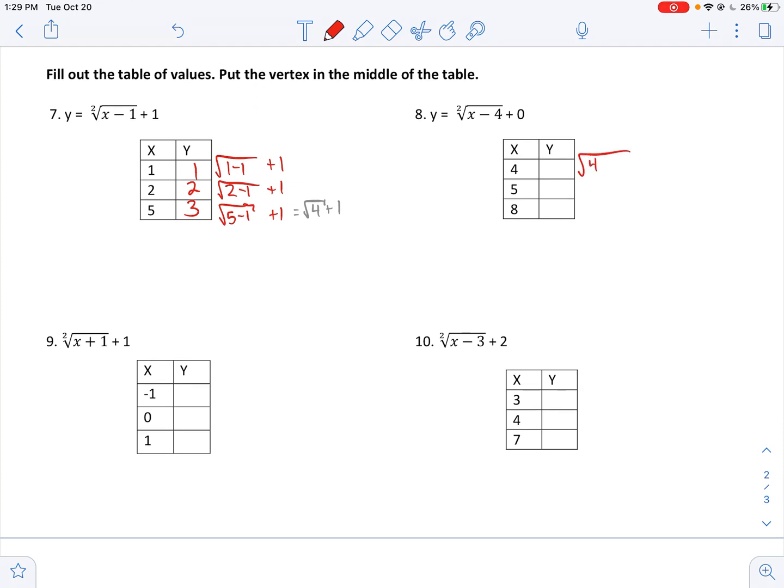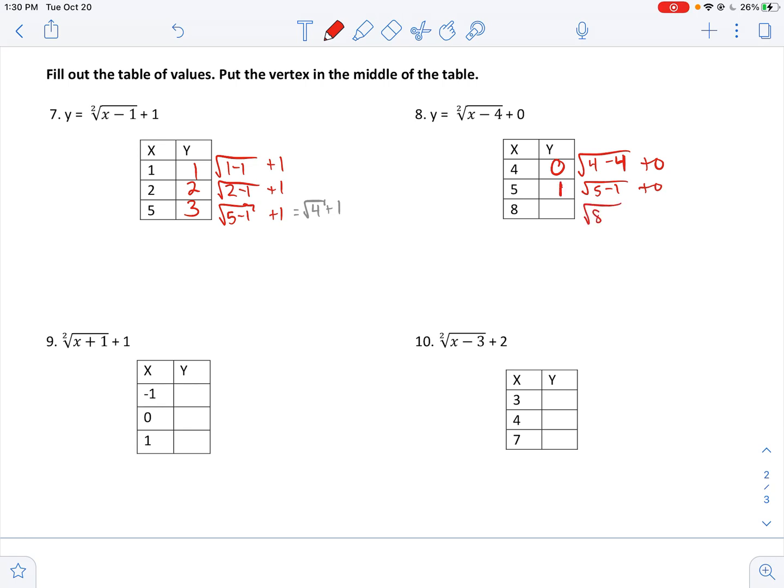Here I'd have 4 minus 4. So plug in your values for x, then simplify what's in the square root. So this would be 0. Take the square root of whatever that number is inside the radical, and then add, subtract, multiply, or divide as necessary. So 0 plus 0 would get me 0, for example. Square root of 5 minus 1, square root of 1 is 1, plus 0 is 1.